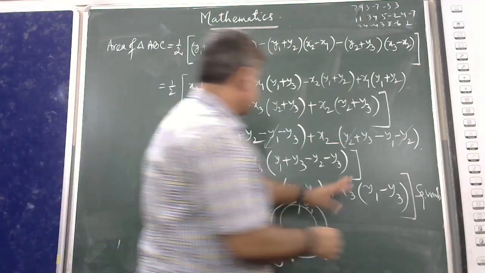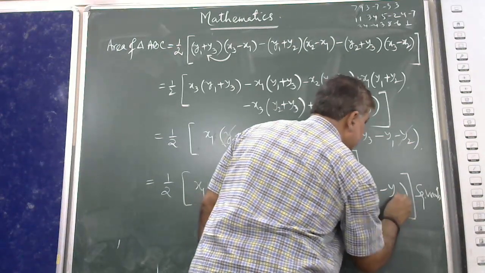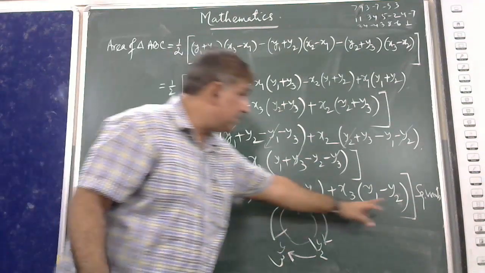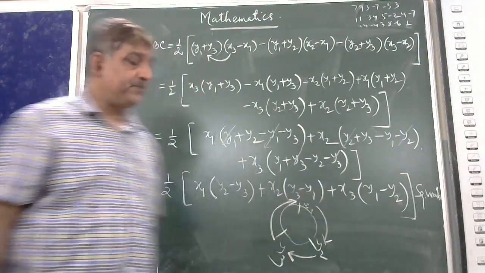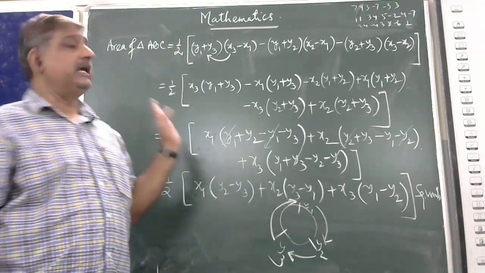For x3, the last one should be y3. You see here, in front will be y2 minus y2. So that mistake which we have done here, it should be y2. Now, in this way you can remember your area formula.